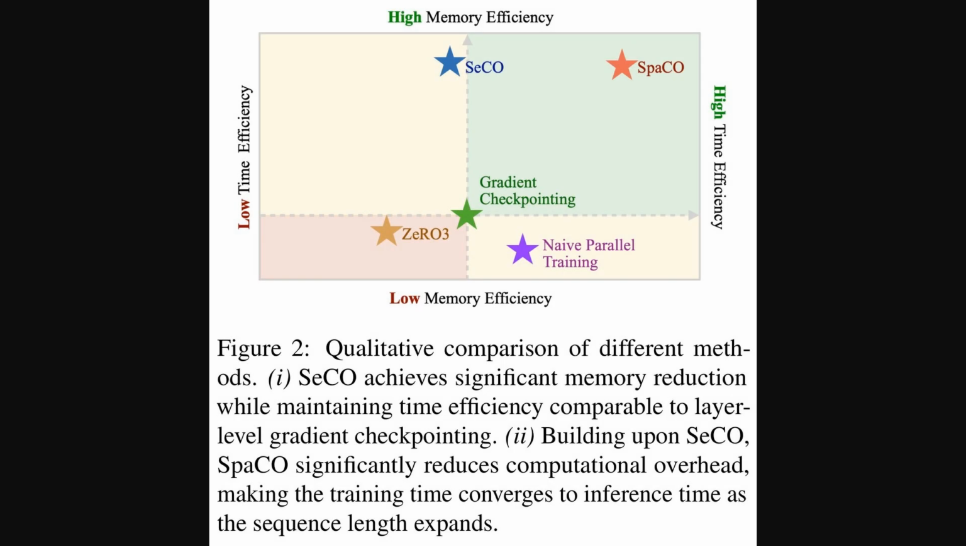Alright, and this chart really puts that efficiency into perspective. It compares different training methods based on their memory and time usage. In the bottom half, you see standard approaches like naive parallel training and ZeRO-3, which is a popular technique for distributing model components. These are not very efficient. Then you have sequential chunkwise optimization, which we just discussed. It's much better on memory. But the real star here is in the top right, sparse chunkwise optimization, or SpaCO. This method builds on SeCO, but gets a massive speed up by only backpropagating through a random subset of chunks.